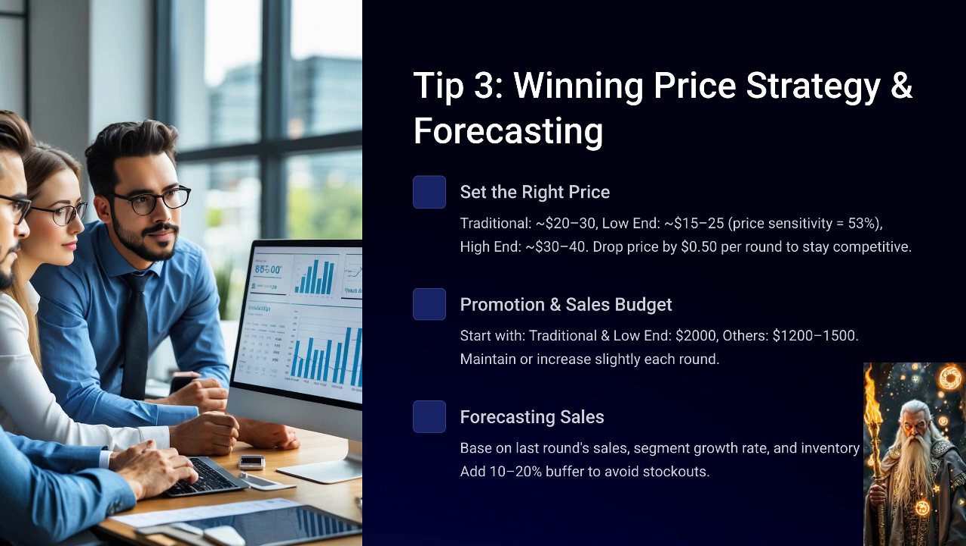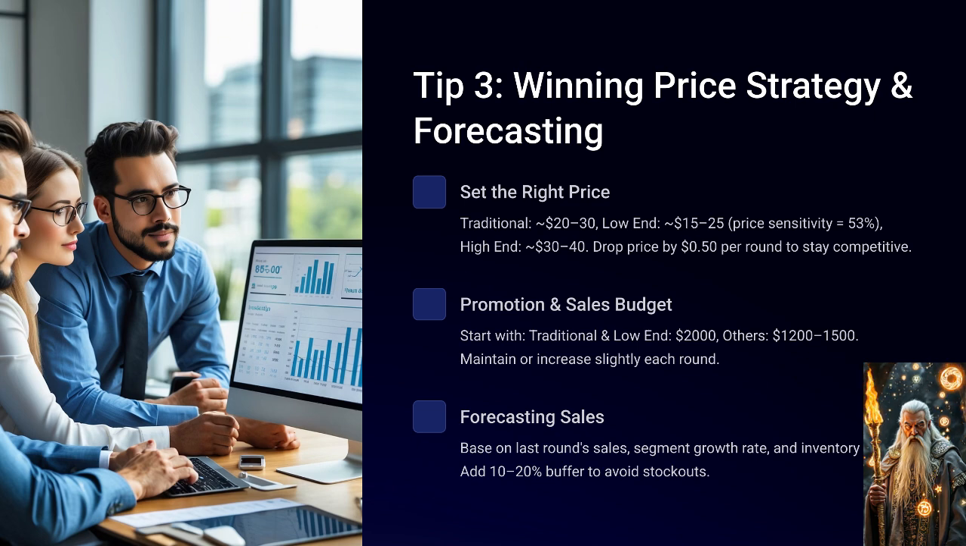Drop your price by 50 cents per round to stay competitive as customer expectations decrease slightly each year. Promotion and sales budget: start with traditional and low end, $2,000, others, $1,200, $1,500. Maintain consistency or increase slightly to improve brand awareness and accessibility.